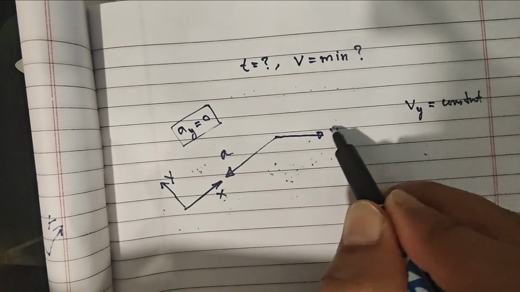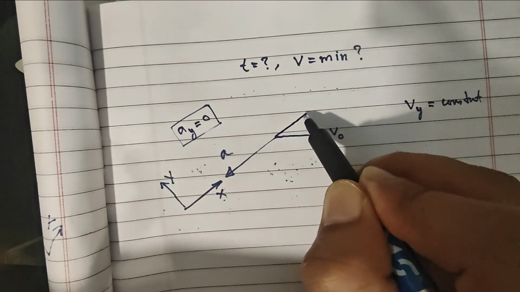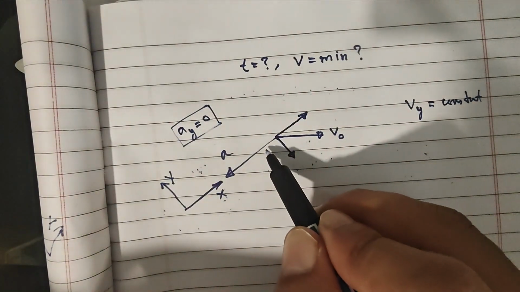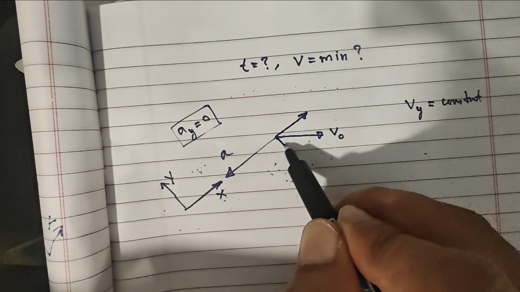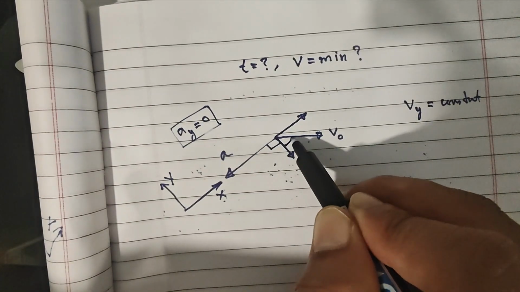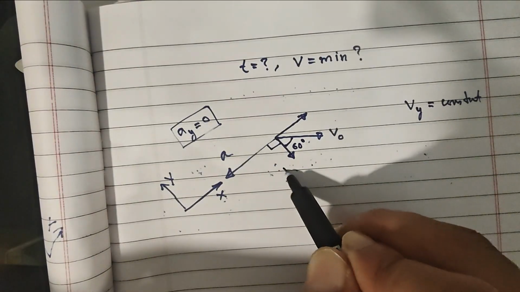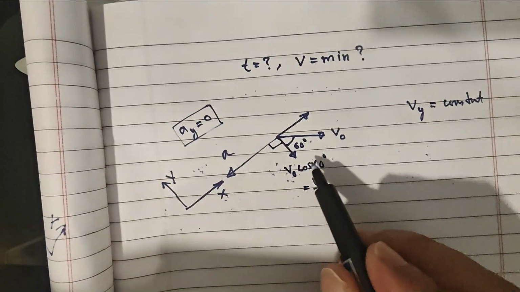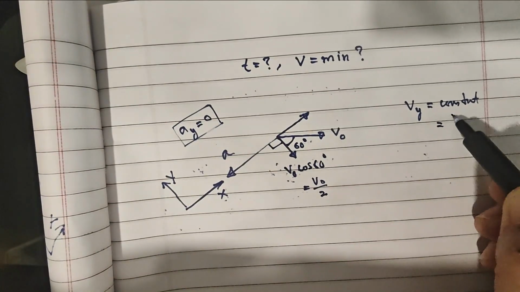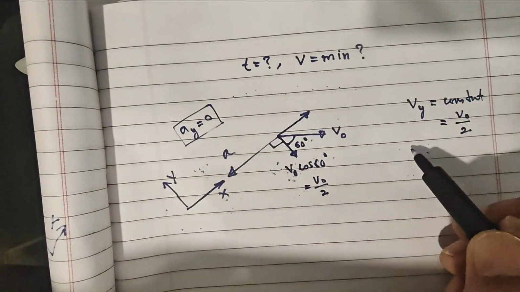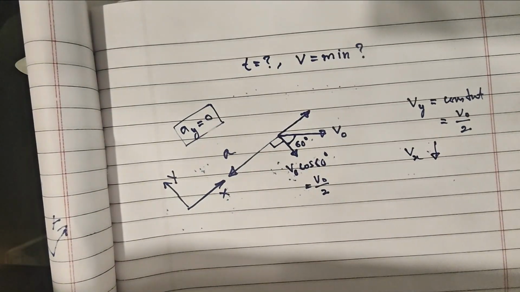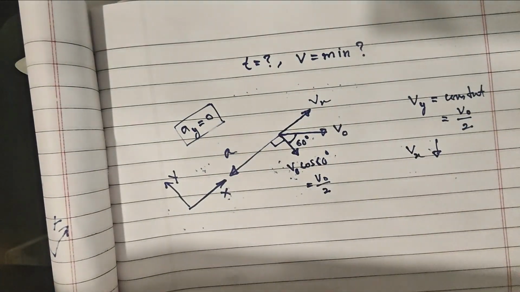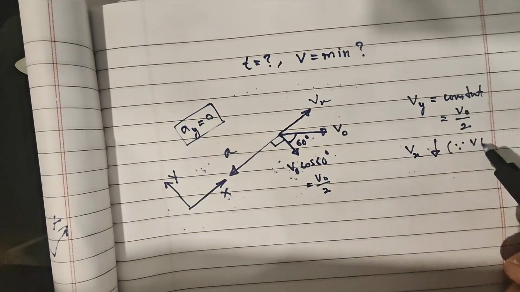For that, take components of this initial velocity. One let me take along the x-axis and the other one along the y-axis. This was given 150. So this is 90. So this must be 60. So this component will be v naught cos 60, which is v naught by 2. So this velocity will remain constant, v naught by 2. Whereas velocity along x will decrease. Why will it decrease? Because this velocity you can see is opposite to acceleration, right? So this velocity decreases because velocity is opposite to acceleration.